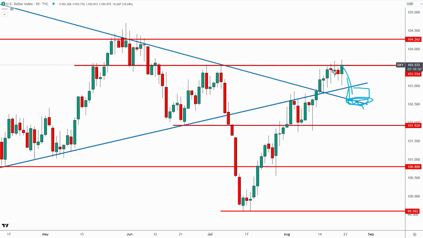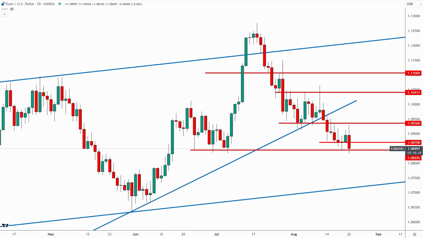If we were to get something like this, then this up here becomes the fake out, and that would be bearish for the dollar. But again, I am bullish on the dollar as long as it's above this area down here. And the same thing for the euro. I'm bearish on the euro as long as it is below areas like this here around 109.30. So the euro is at support today. So once again, be careful.